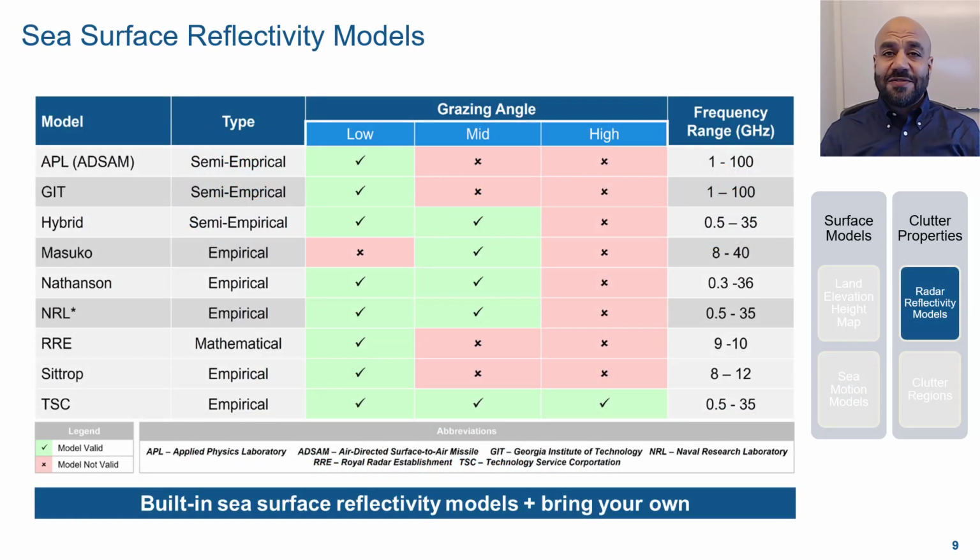Similar to the land surfaces, there is a list of available reflectivity models for sea surfaces. Now, similar to land surface, these models are valid across different grazing angles and different frequency ranges. And you also have the ability to bring in your own reflectivity model.